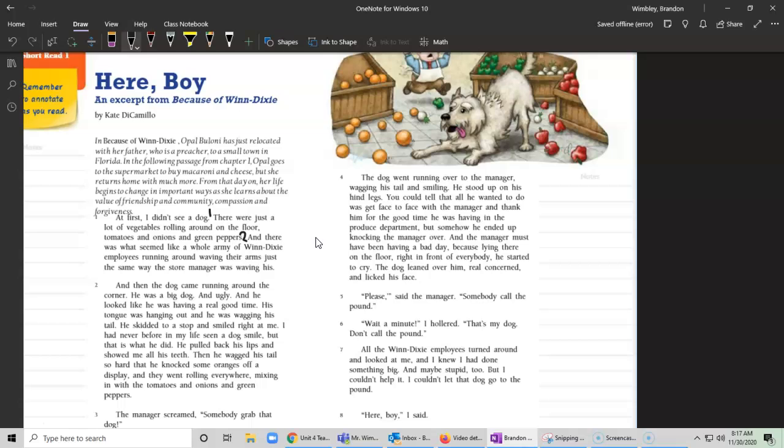Sentence three. And there was what seemed like a whole army of Winn-Dixie employees running around, waving their arms just the same way the store manager was waving his.